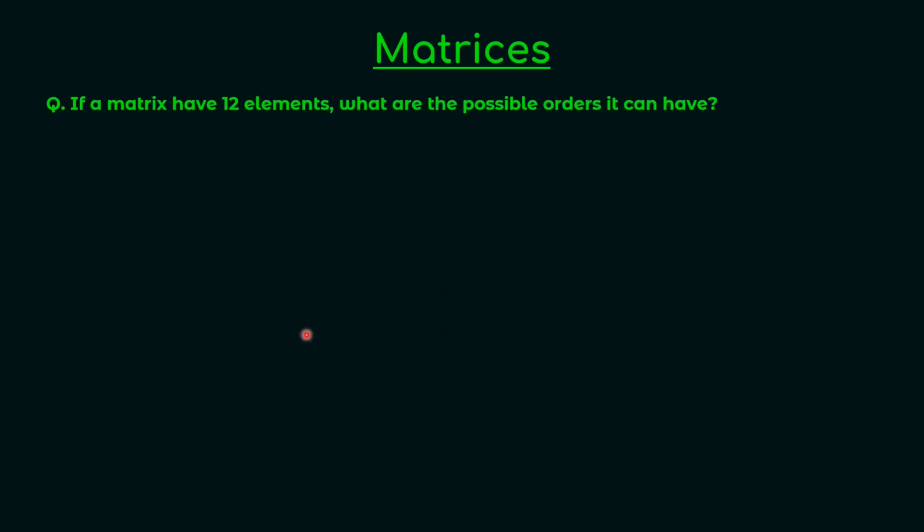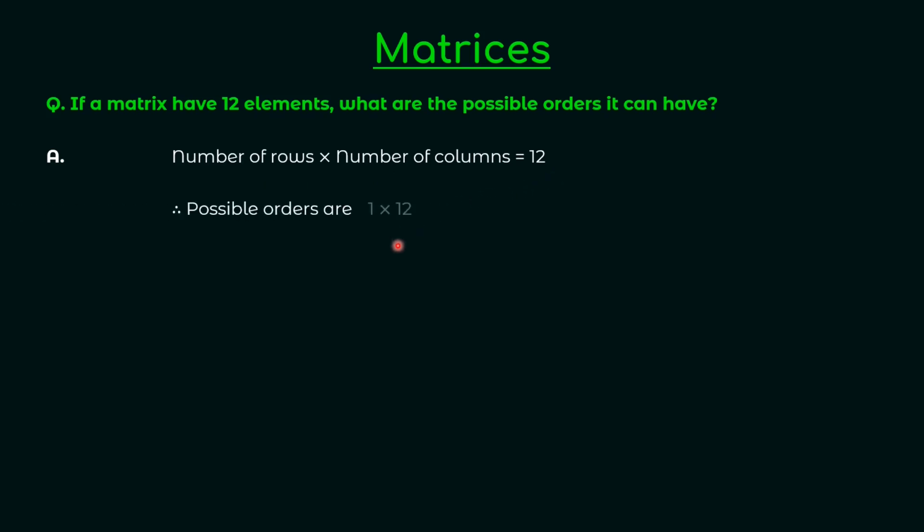If a matrix has 12 elements, what are the possible orders it can have? Now the number of elements is nothing but number of rows into number of columns, right? So we just have to find number of rows into number of columns such that their product is 12. So the possible orders will be 1 by 12 and 12 by 1. In both of these cases product is 12, right?